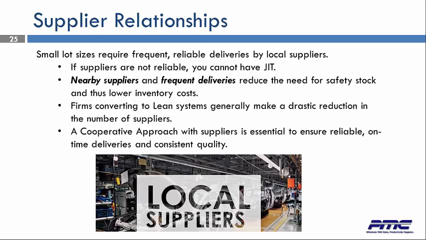Nearby suppliers and frequent deliveries reduce the need for safety stock and thus lower inventory costs. Firms converting to lean systems generally make a drastic reduction in the number of suppliers. A cooperative approach with suppliers is essential to ensure reliable on-time deliveries and consistent quality.